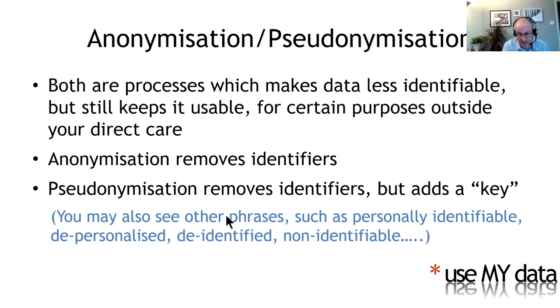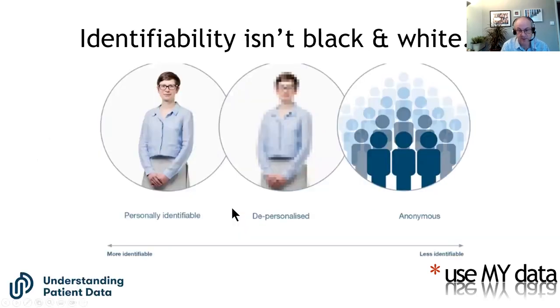So to start with that, this was a graphic from a few years ago now, which Understanding Patient Data, their logo's on the bottom, produced to try and give a very quick pictorial representation of identifiability as a spectrum. And they've used the phrase personally identifiable, depersonalized, and anonymous. They were trying to get across the concept that if you look at the left-hand circle, that's clearly identifiable. You can see who that is. If you look at the middle circle, well, it's all a bit fuzzy. You can't really say exactly who it is.